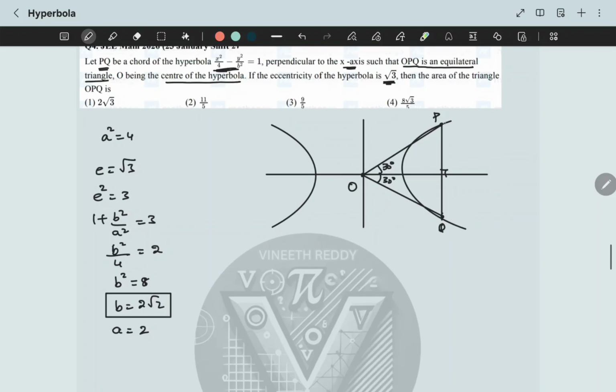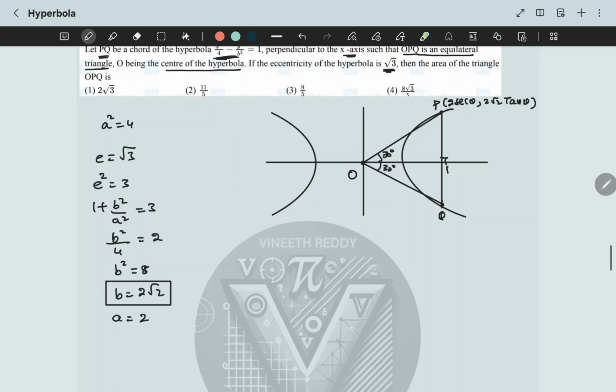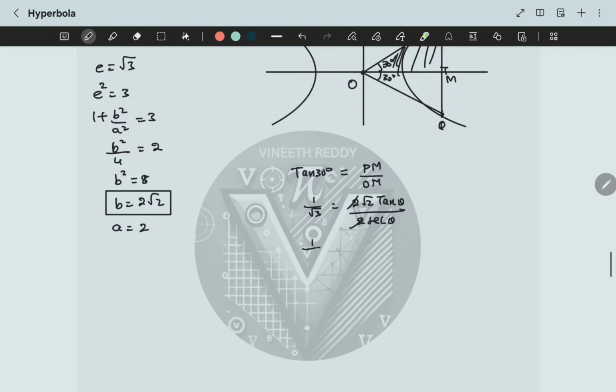So any point P on the hyperbola can be assumed as (a secant theta, b tan theta), that is (2 secant theta, 2√2 tan theta). I think now the question can easily be done, dear students. Now tan 30 from this triangle will be the opposite side, that is PM, by the adjacent side, that is OM. Tan 30 is 1 divided by √3, and PM will be 2√2 tan theta, and OM will be 2 secant theta. So this gets cancelled. If I bring √2 to the left hand side, we get 1 by √6, because 1 by √3 into 1 by √2 is 1 by √6.